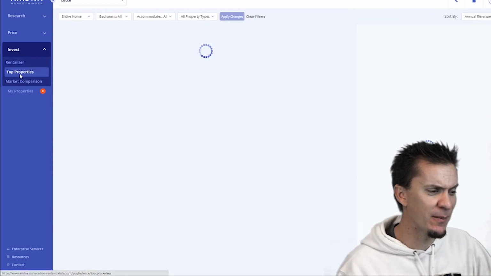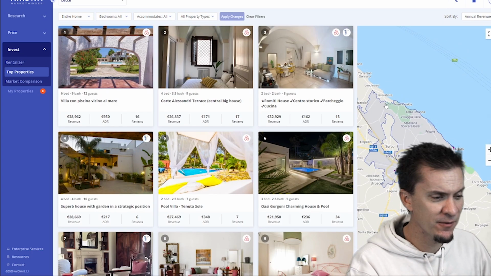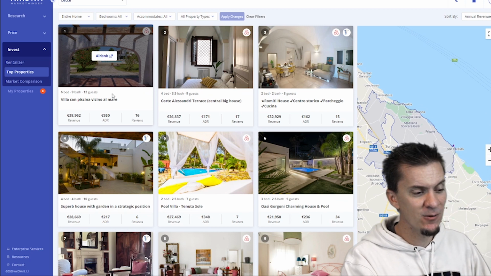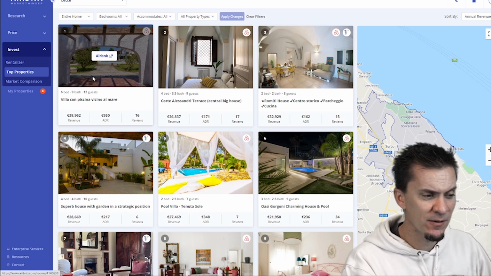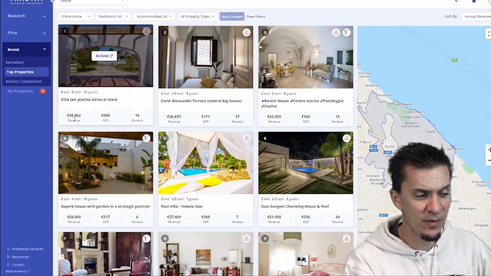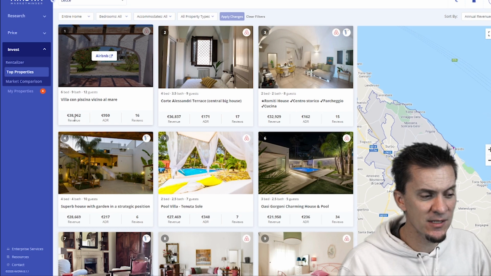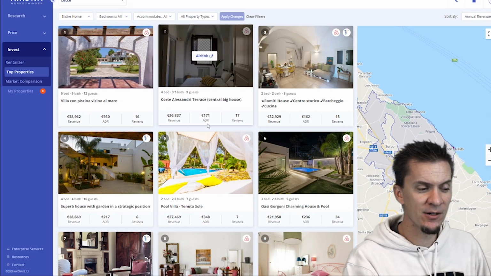All right, so top properties. We're almost done here. In Lecce, the top number one property as far as the average daily rate is this one on Airbnb, Villa con Piscina. You can open up this link and see more pictures and the reviews and things like that. They are making about $38,000. So from what I can see, this one's only making an average daily rate of $171.